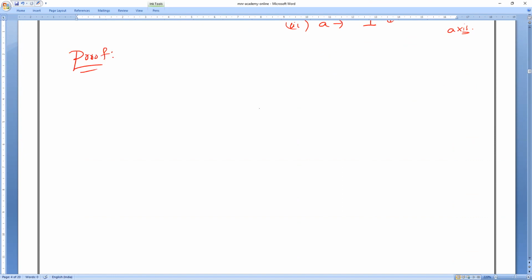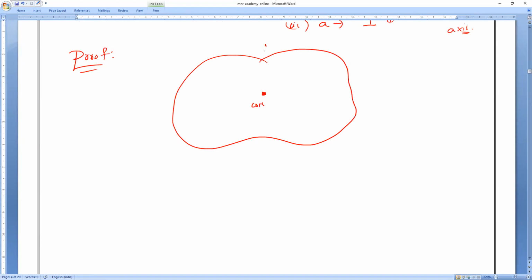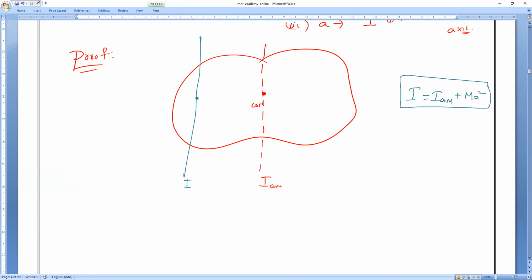It is a little complicated also, so you have to observe. Let me take some random shape. This is the COM. So one axis of rotation is passing through the center of mass; this gives the moment of inertia through the center of mass. Now let me take the original axis of rotation, I, passing here. We all know the formula: I equals the moment of inertia through the center of mass plus m a square. This is our formula.